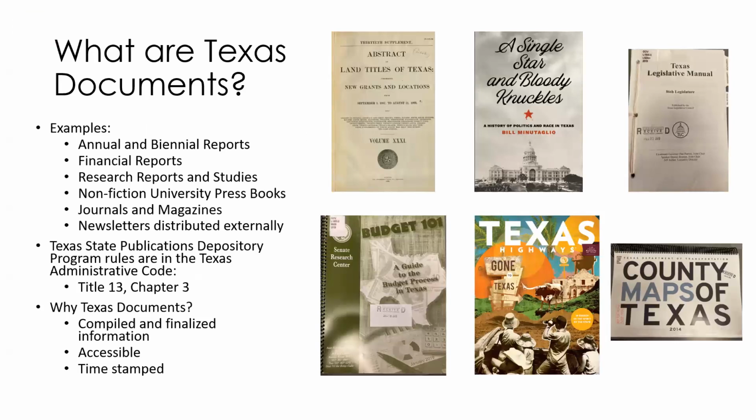Texas documents include annual and biennial reports, financial reports, research reports and studies, nonfiction university press books, journals and magazines, and newsletters distributed externally. Not all state publications are Texas documents required for submission to the depository program. For more details about the exemptions and requirements, see the Texas Administrative Code rules for the depository program.